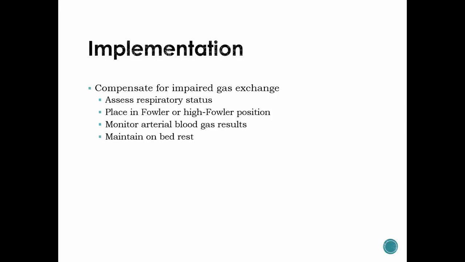So implementation in compensation for impaired gas exchange, you want to assess the respiratory status frequently. When you're assessing their respiratory status, you want to include the rate, depth, effort, their lung sounds, and their oxygen saturation level. You want to place them in high Fowler or Fowler's position, and that will facilitate lung expansion. Monitor their arterial blood gas results to assess gas exchange and tissue oxygenation.